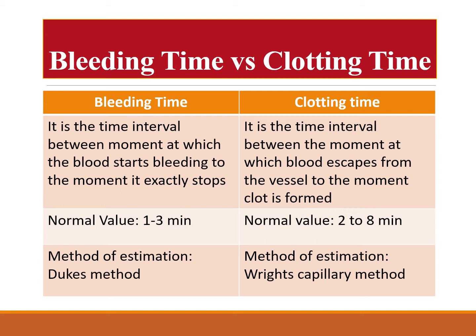Normal value of bleeding time is 1 to 3 minutes, whereas for clotting time, normal value is 2 to 8 minutes. Method of estimation of bleeding time is Duke's method, whereas method of estimation of clotting time is Wright's capillary method.